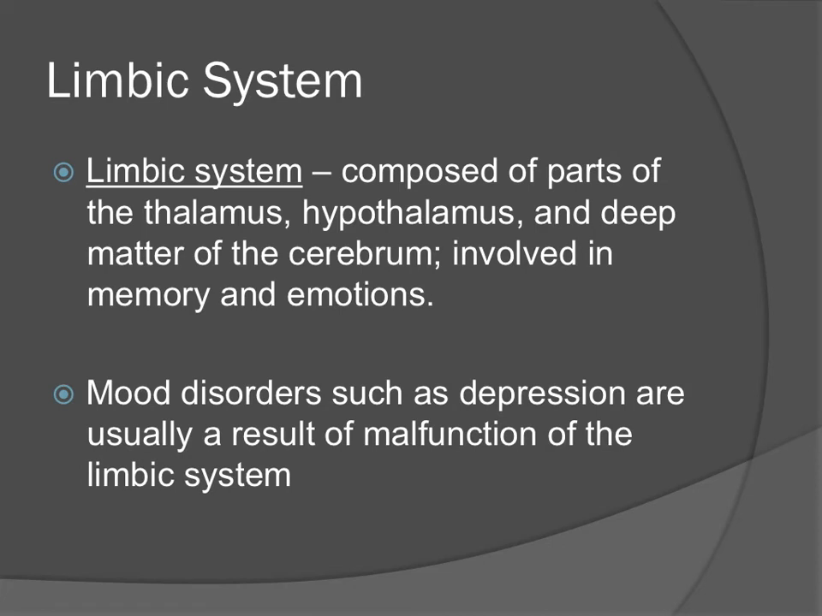The limbic system is composed of parts of the thalamus, the hypothalamus, and deep matter of the cerebrum involved in memory and emotions. Mood disorders such as depression are usually a result of a malfunction of the limbic system. So emotions and motivations, mostly those related to survival, are also involved in the feelings of pleasure related to things such as eating, also involved here in the limbic system.